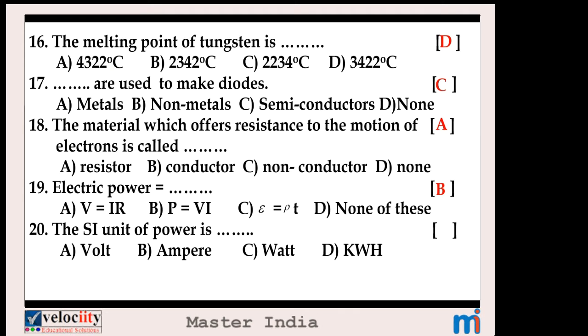Power is equal to voltage into current. So, electric power P is equal to V into I. 20. The SI unit of power is dash. A. Volt, B. Ampere, C. Watt, D. kWh. Correct answer is option C. Watt. The SI unit of power is watt.